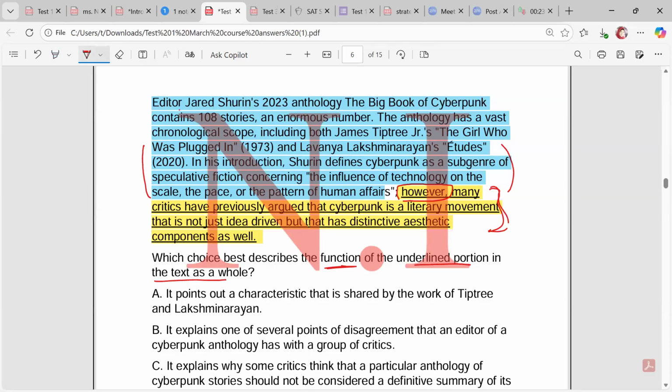So here, editor Jared Sharon's anthology. Anthology means a collection of books. The Big Book of Cyberpunk contains 108 stories. So even if you don't know the meaning of anthology, it contains 108 stories.